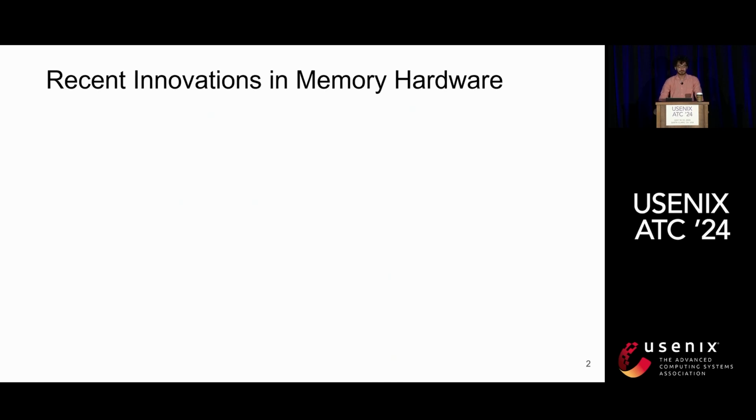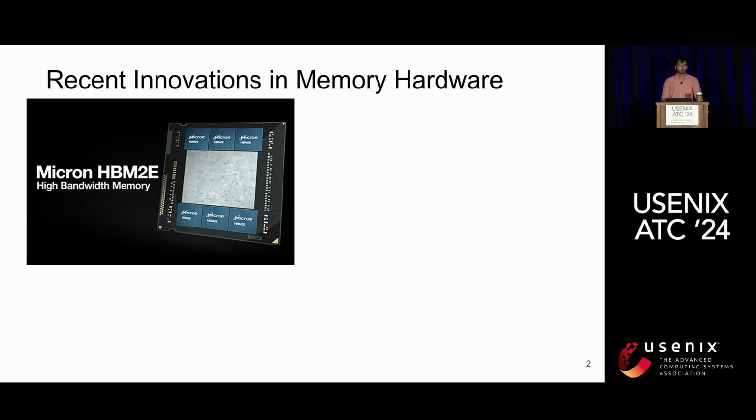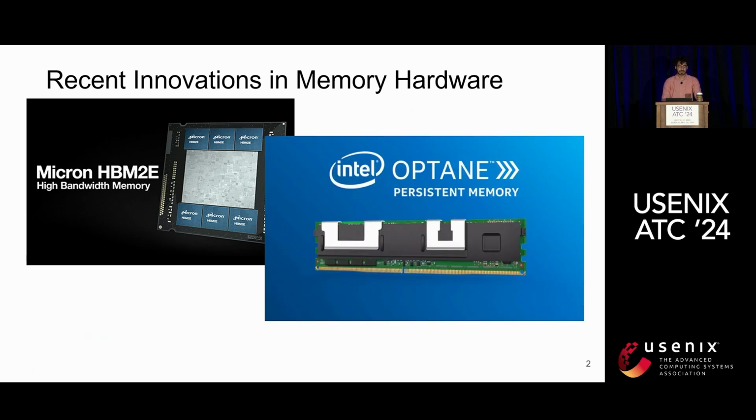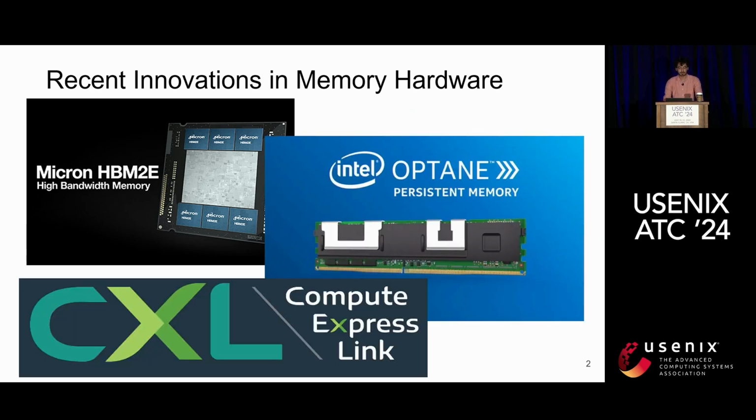An area that's seen a lot of innovation recently is memory hardware. There's high bandwidth memory, persistent memory that provides persistence and capacity, and more recently CXL, which allows for diverse memory hierarchies and accelerators. This new hardware has inspired a lot of research.